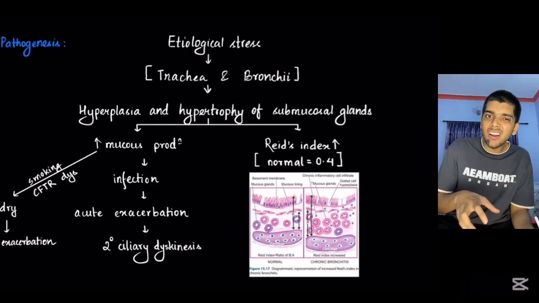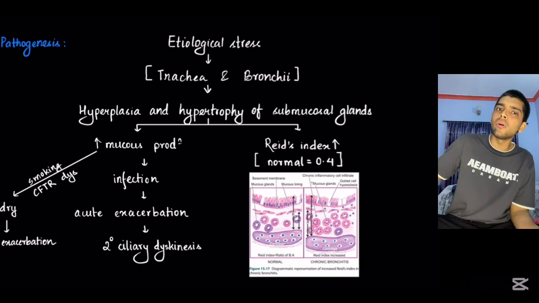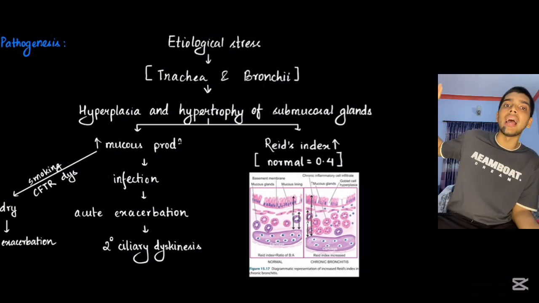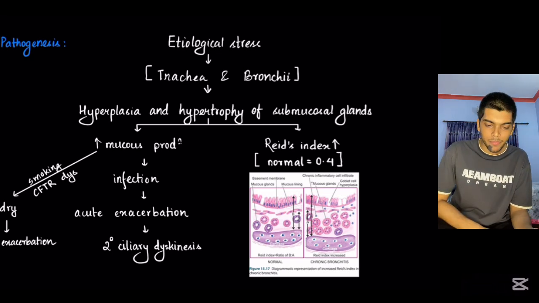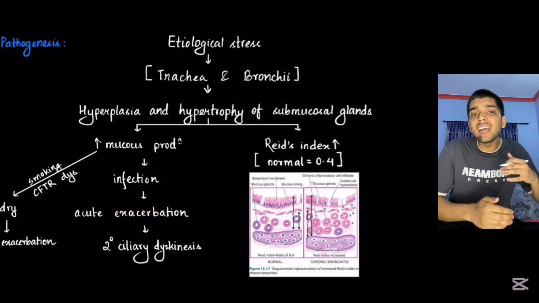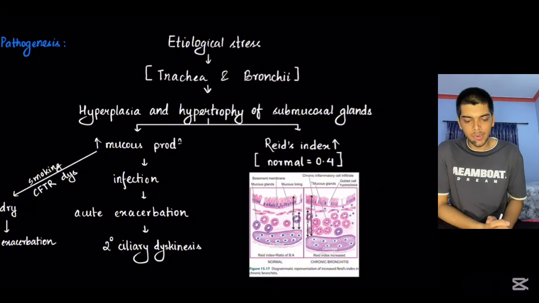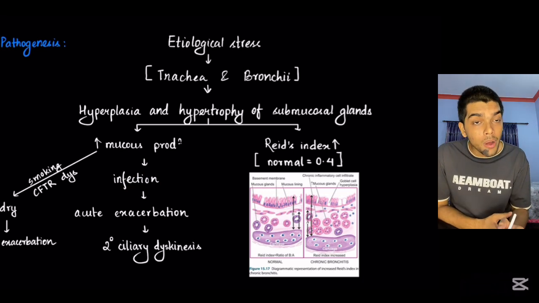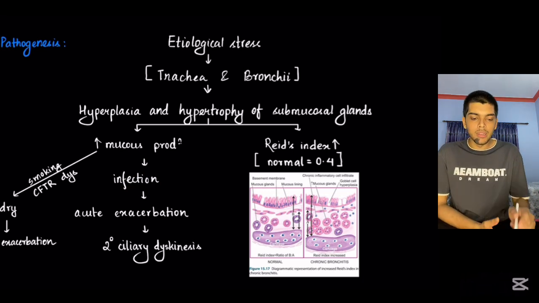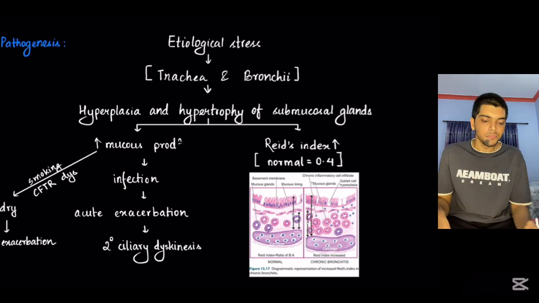So since there is lots and lots of production of mucus lining your trachea, bronchi, bronchioles, and even till alveoli, there is infection that takes place in the respiratory tract, which further exacerbates the condition, that is, further worsens the condition. So most commonly, what infection? Haemophilus influenzae. Second most common, Moraxella. Infection can also lead to secondary ciliary dyskinesis.